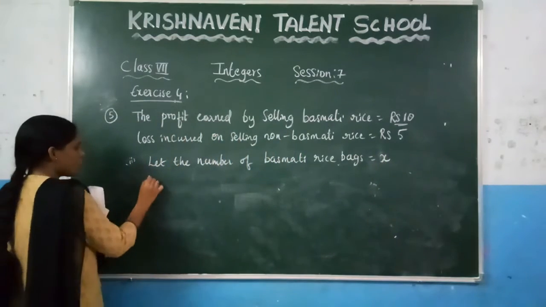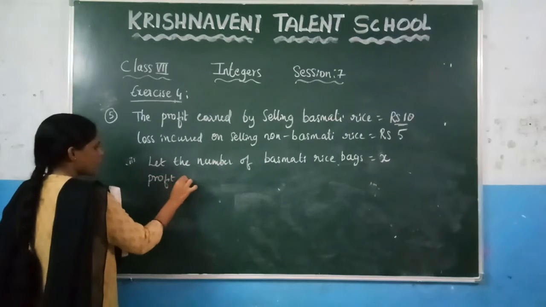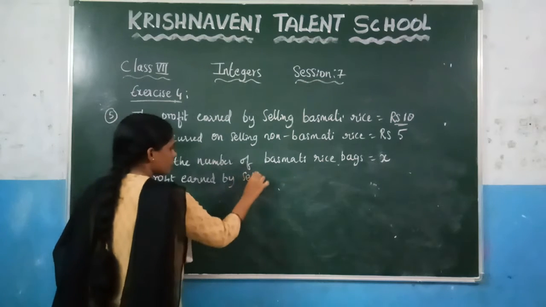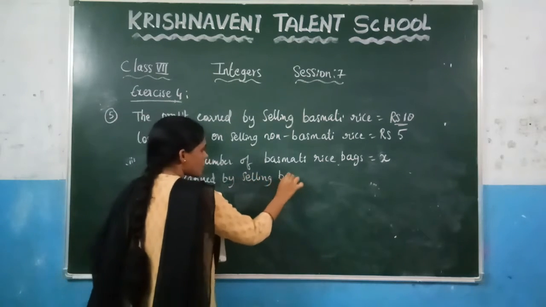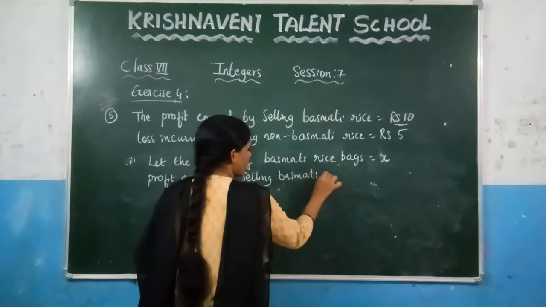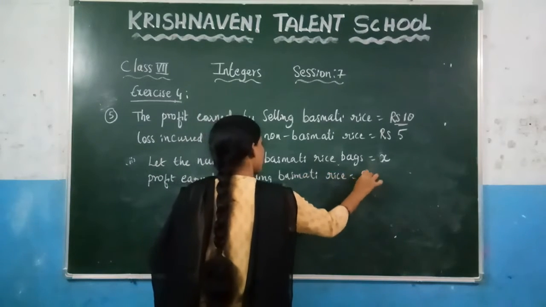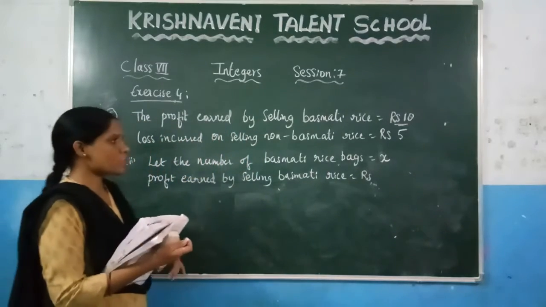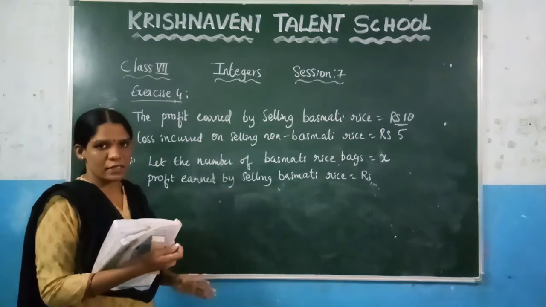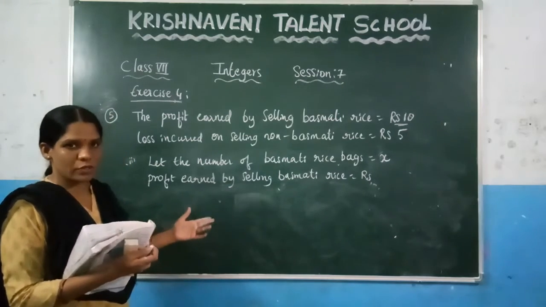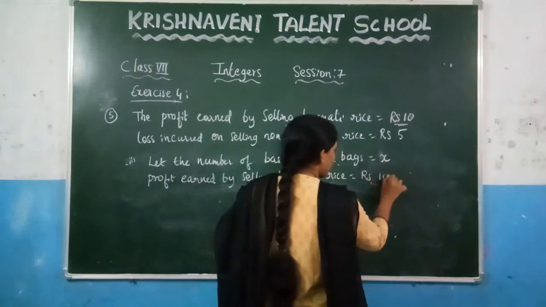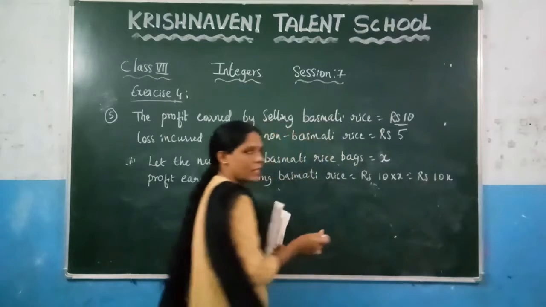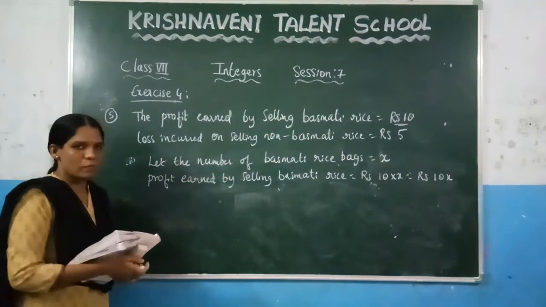And how much profit will he get by selling the basmati rice? For each bag he is getting a profit of 10 rupees. We don't know how many bags of basmati rice there are. Let us consider that as x. Then the profit he gets is 10 into x, which is nothing but 10x. This is the profit he gets after selling bags of basmati rice.